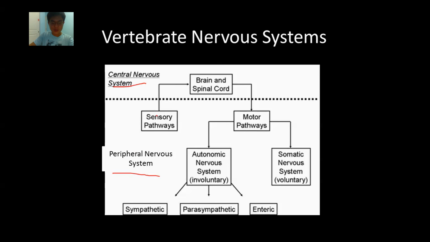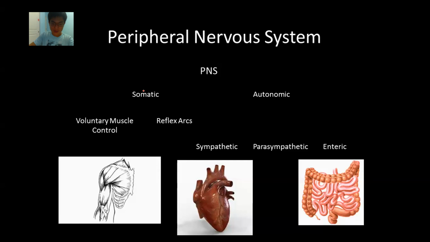Vertebrate nervous systems are similar to other organisms. Vertebrates have a peripheral and a central nervous system. However, the peripheral nervous system's motor pathways have two main parts: the somatic pathway, which consists of voluntary movement, and the autonomic pathway, which consists of involuntary automatic movement. The somatic pathway encompasses both muscle control and reflex arcs. The autonomic pathway encompasses the sympathetic, the parasympathetic, and the enteric divisions.